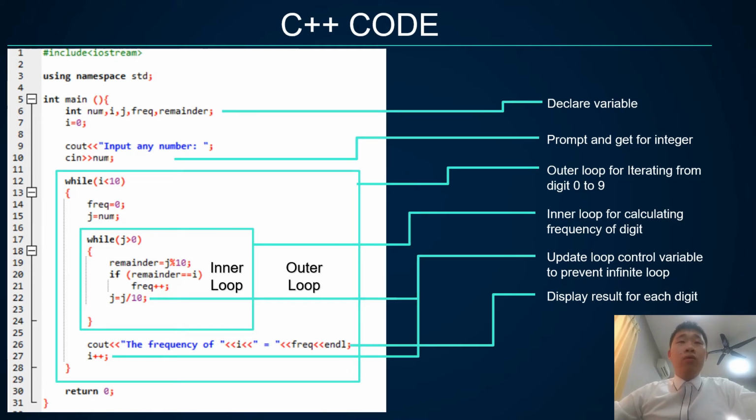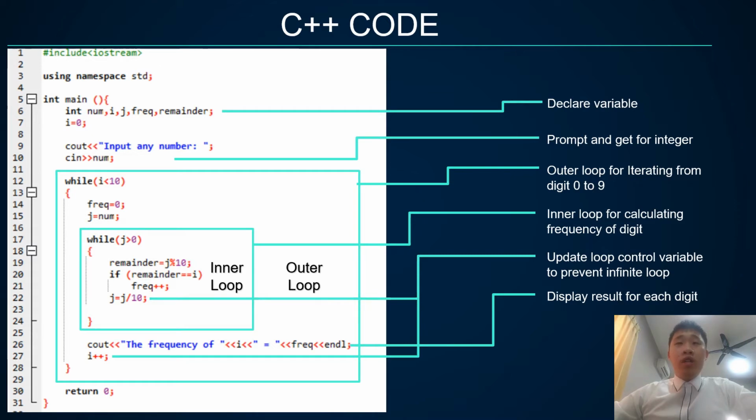First, we declare the integers num, i, j, frequent, and remainder as stated in the pseudocode, and we assign i as 0. We prompt and get the integer, and we start the outer loop for iterating from digit 9 to 0, and then the inner loop for calculating the frequency of the digit.